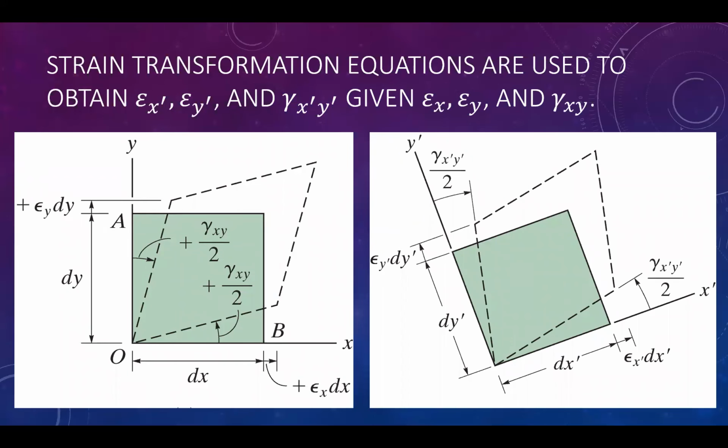So like I said, strain transformation equations are used to obtain the strain components, normal strain in the x prime direction, normal strain in the y prime direction, and a shear strain with respect to an x prime, y prime coordinate system, given the strains that occur in what we'll define as our xy system.